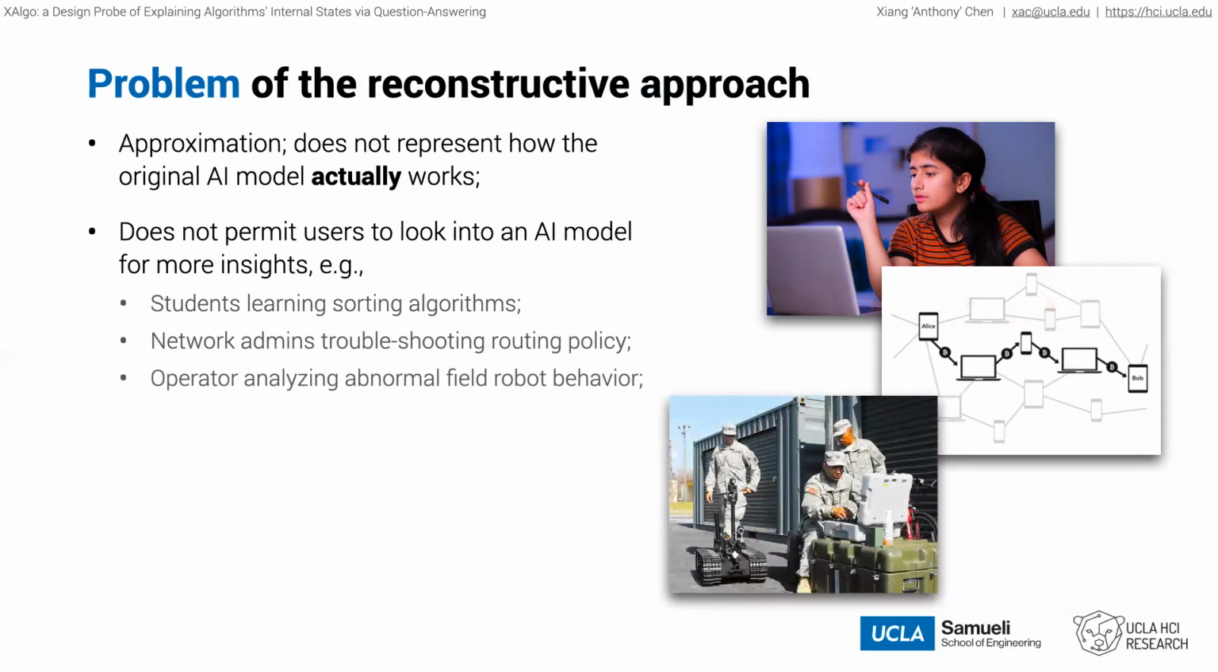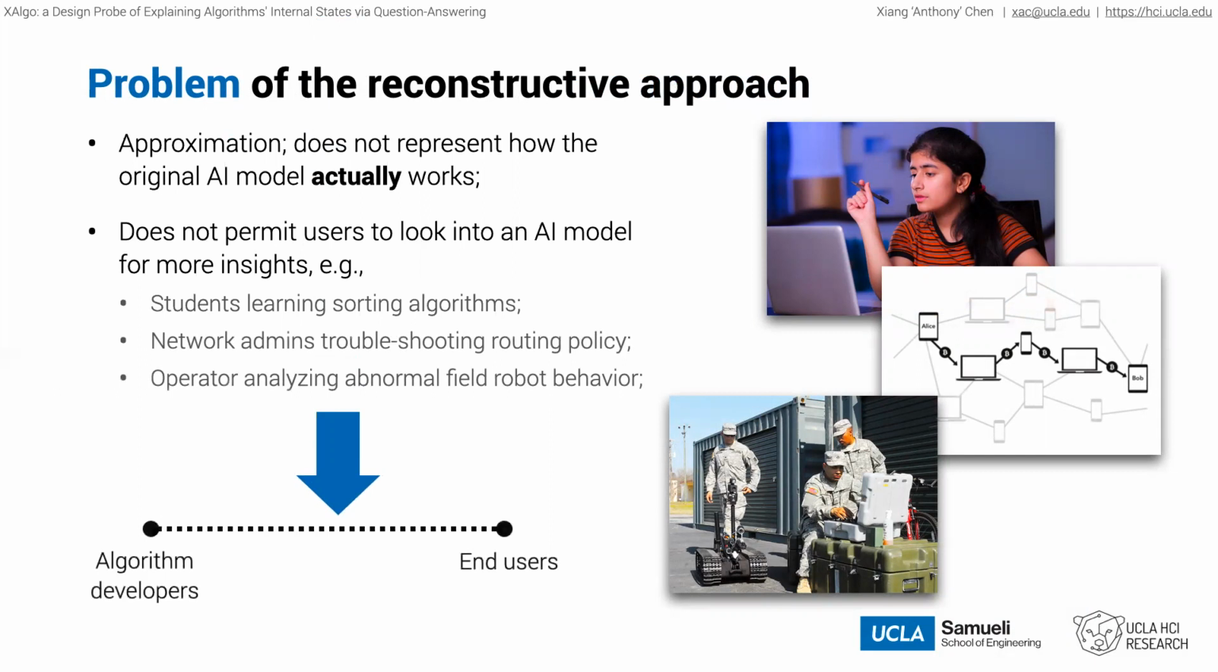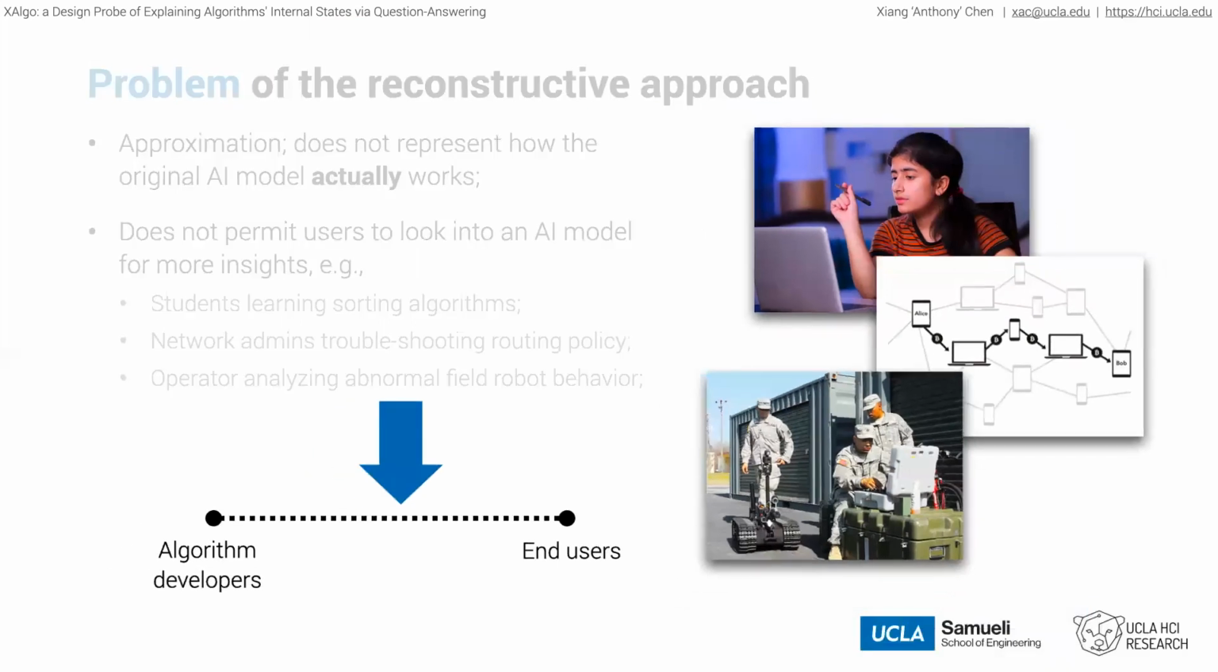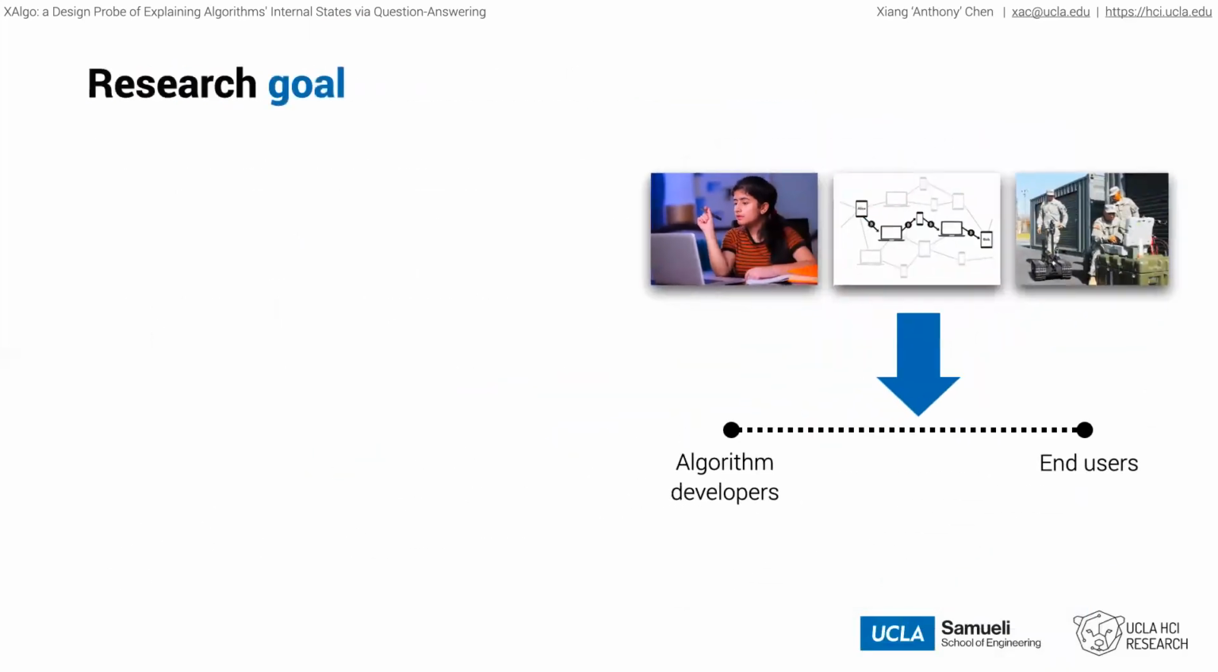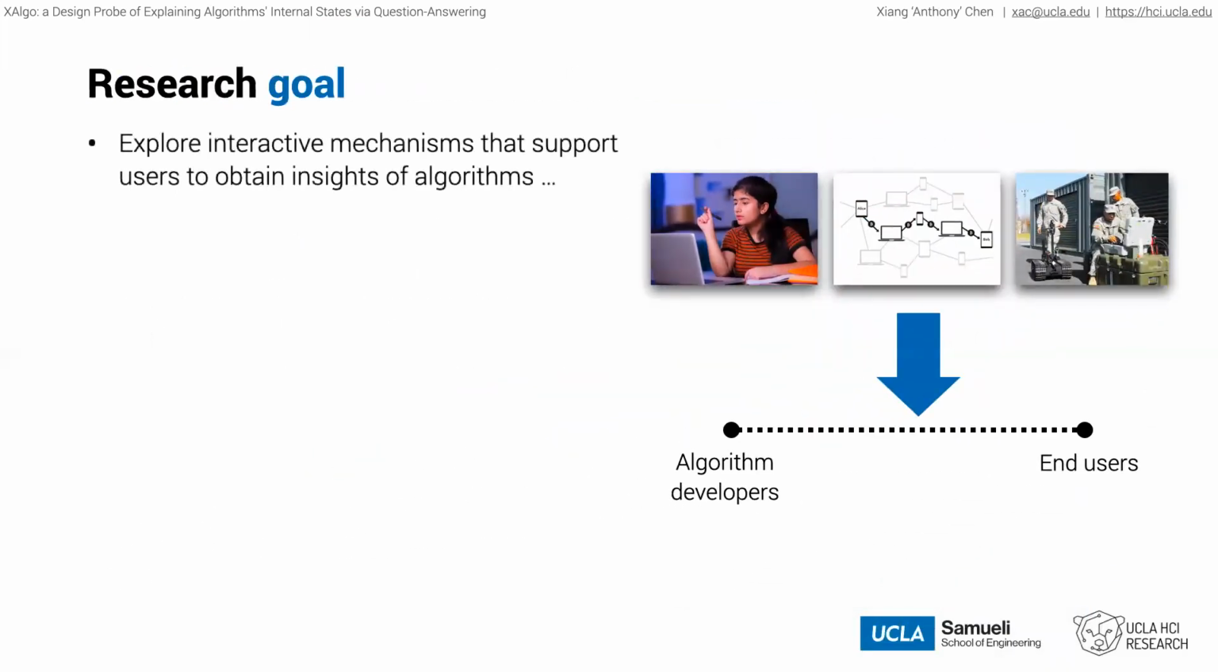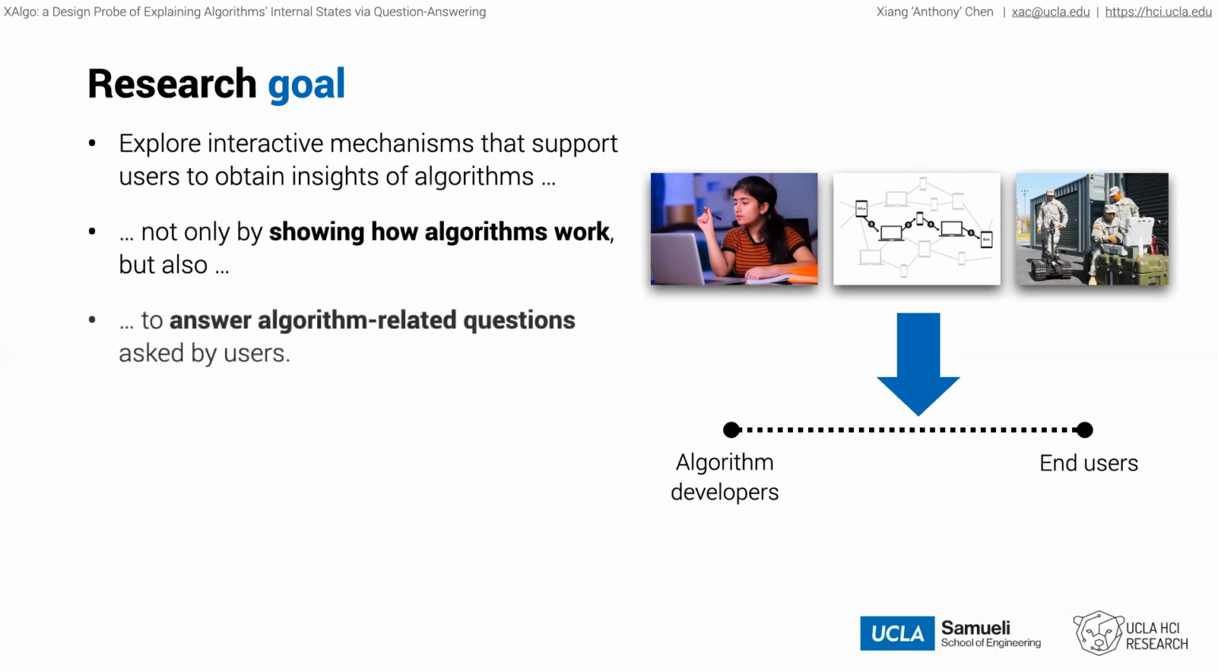We call this type of users those that are between the end users and the algorithm developers. They don't necessarily understand how the algorithm is developed, but they do want to gain more insights by peeking into the black box. So our research goal is to explore interactive mechanisms that can support these users to obtain more insights of the algorithm, not only by showing how the algorithms work, but also by answering algorithm-specific questions by users.